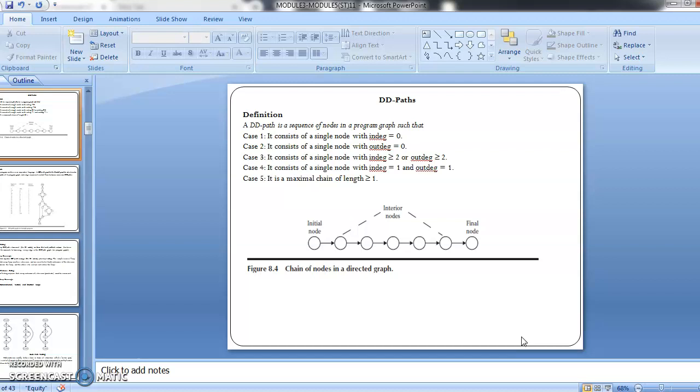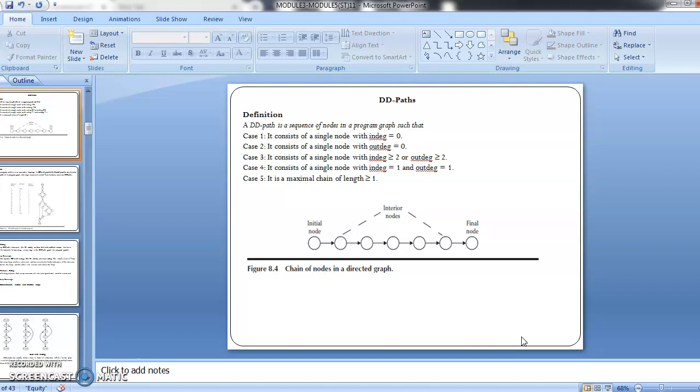Here the term DD stands for decision to decision path. We have 5 cases in this. A DD path is a sequence of nodes in a program graph such that it consists of a single node with in degree 0. This is case number 1. And second, it consists of a single node with out degree 0. This is the second case. It consists of a single node with in degree greater than or equal to 2, or out degree greater than or equal to 2.